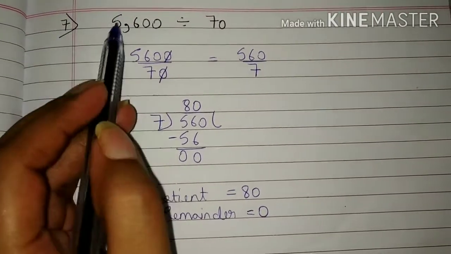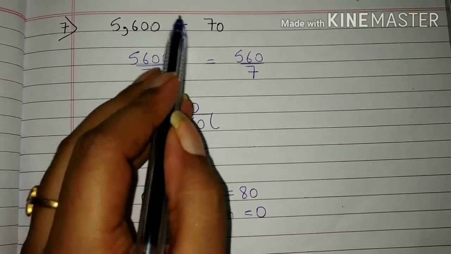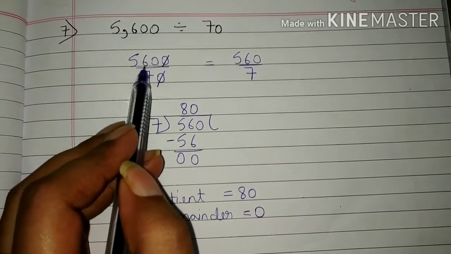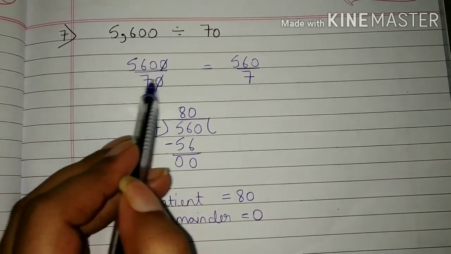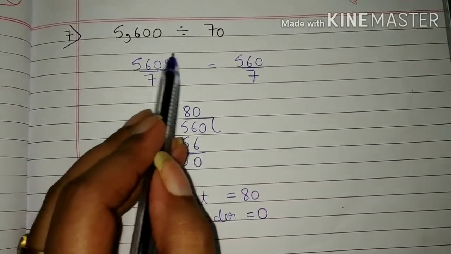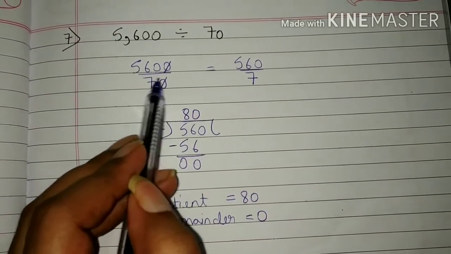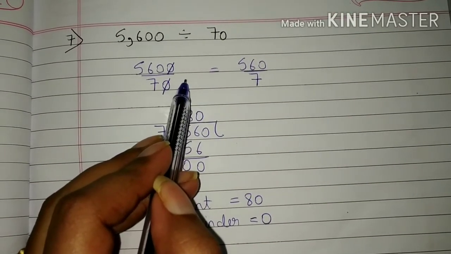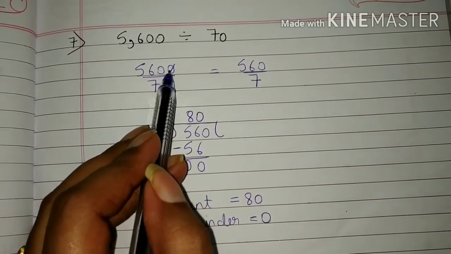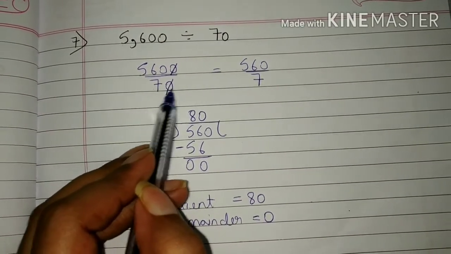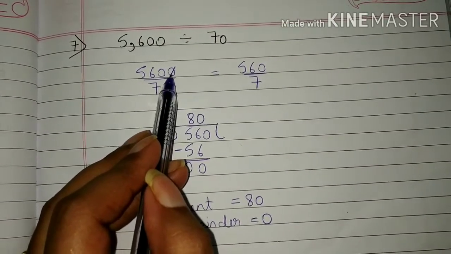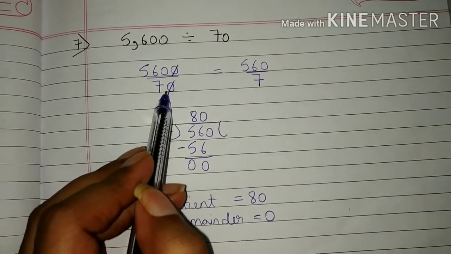Seventh question, 5600 divided by 70. Students, first we will write 5600 divided by 70 in fraction form. Students, 5600 is numerator and 70 is denominator. Students, you can see that last digit of this number is 0. Here also last digit of this number is 0. So we will cancel 0 in the numerator and in the denominator.